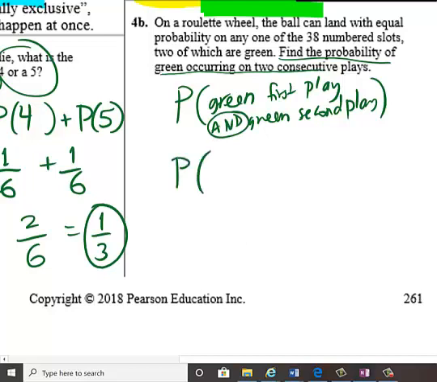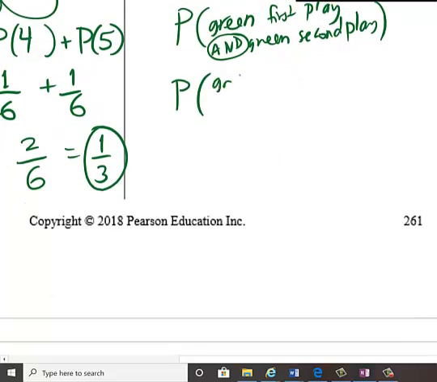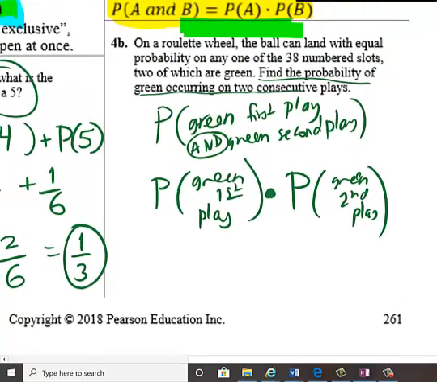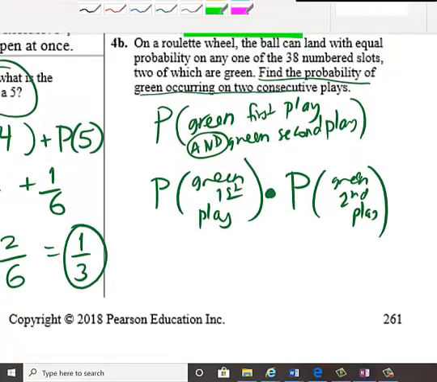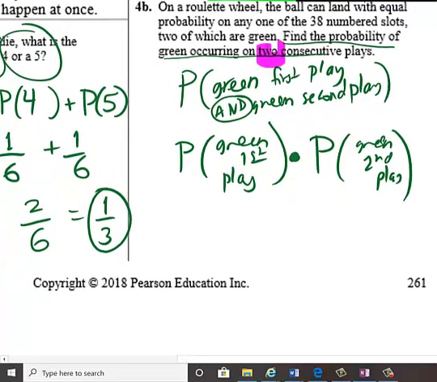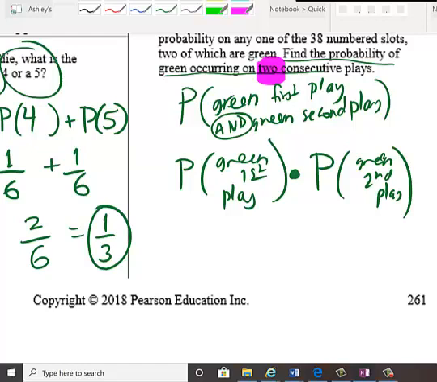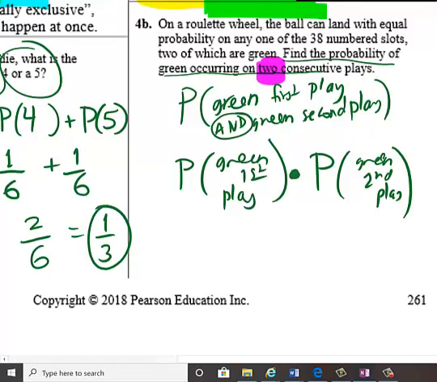That would mean I find the probability of it occurring on the first play, and then multiply it by the probability of green occurring on the second play. But I think they're going to be the same probability because, what is it? They said there are two green out of, let's see, where'd it go? Sorry, let me erase that. I don't want it to be too misleading. Oh well, whatever. I want to highlight it in a different color.